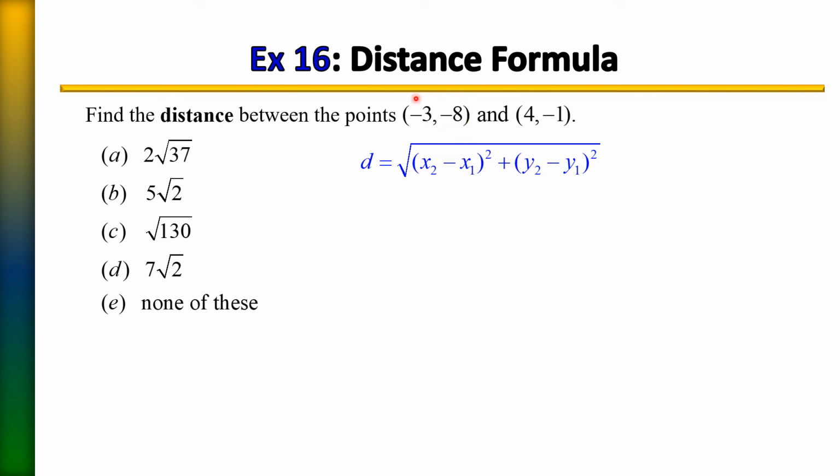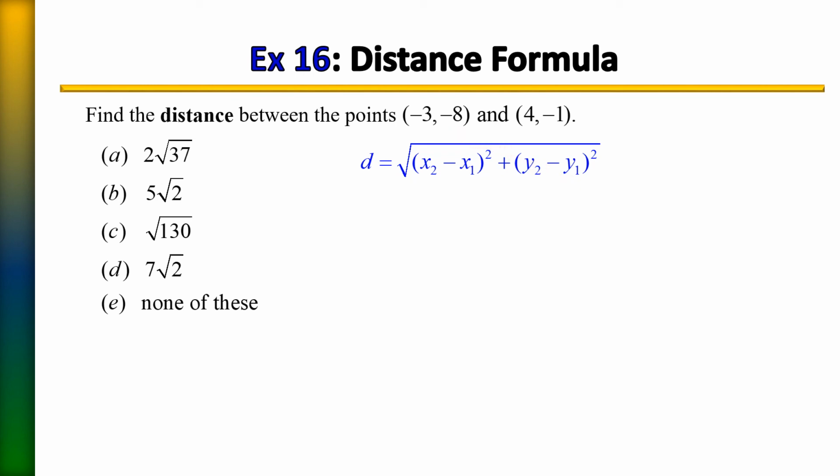So I have my first set of points, -3, -8, and my second set of points, 4, -1. So x sub 2 means, of my second set of points, the number that is in x's place, and that is 4. X sub 1 is, of my first set of points, the number that is in x's place, which is -3. Y sub 2 means, of my second set of points, the value that is in y's place, which is -1. Y sub 1 is, of my first points, the number that is in y's place, which is -8.